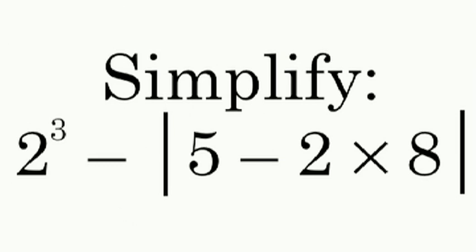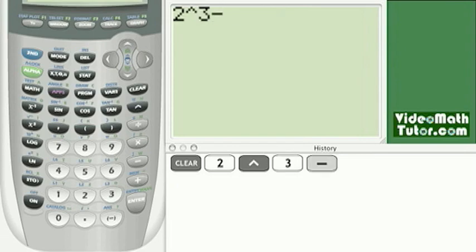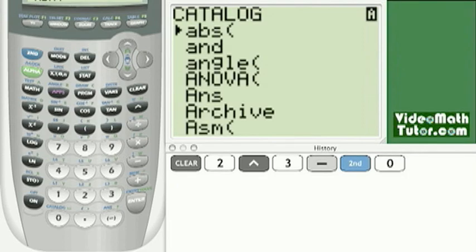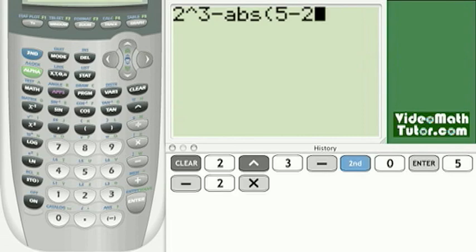Simplify. Clear. 2 power 3 minus, now I want the absolute value, so I press the second function key, and then I want catalog. Once you press enter, that gives you the absolute value. Now continue the expression. 5 minus 2 times 8, close parentheses, and enter. And our answer is -3.